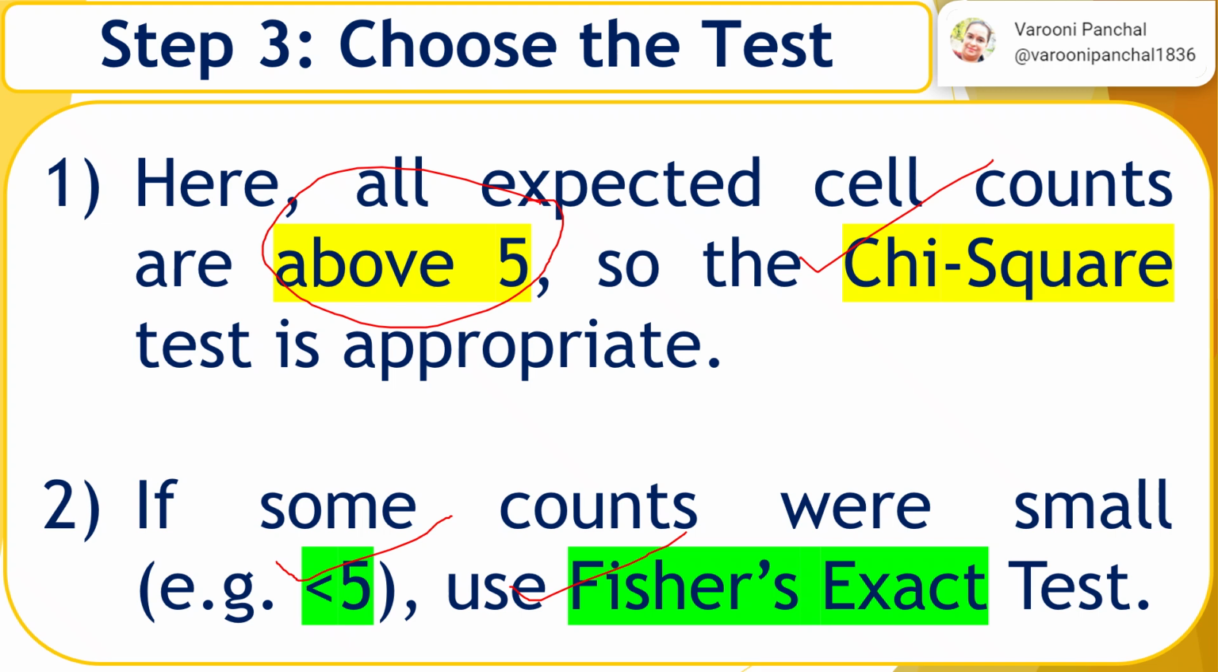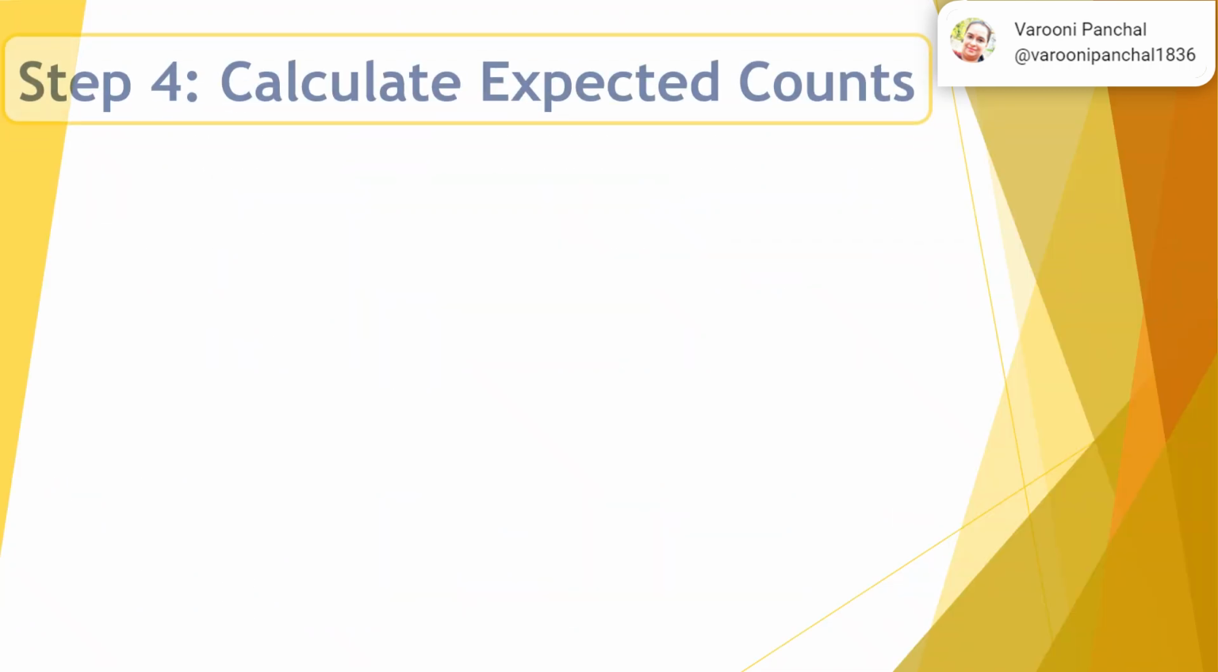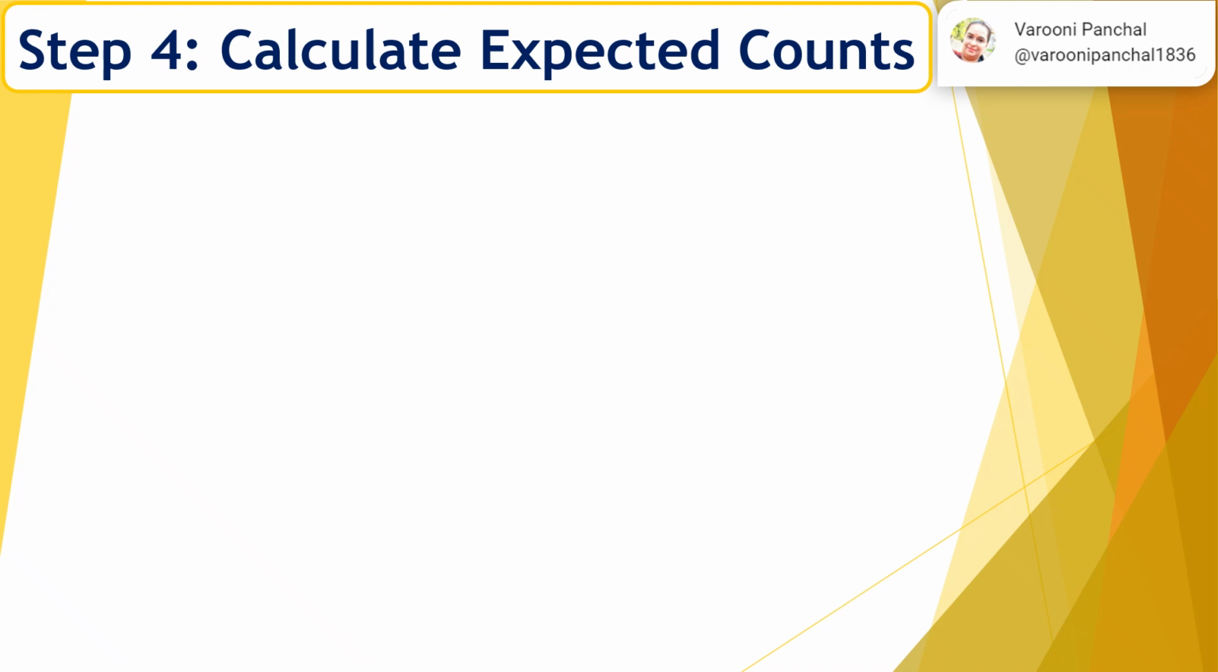Now what do I mean by some counts? I mean the four individual cells in the 2 cross 2 contingency table. I'm not talking about the row totals and column totals. So if any of the cell counts internally is less than 5, then we use the Fisher's exact test.